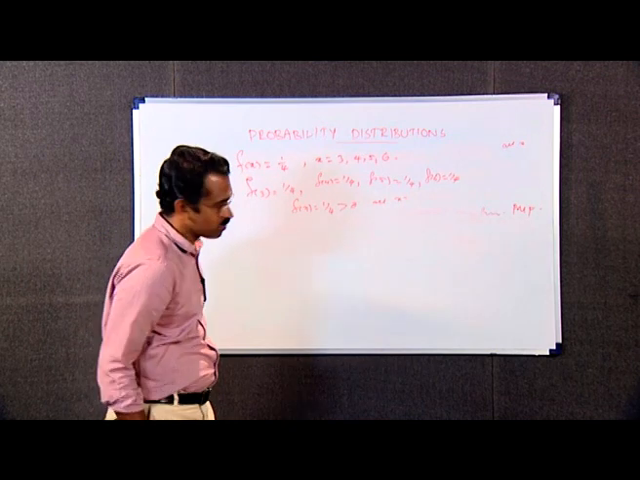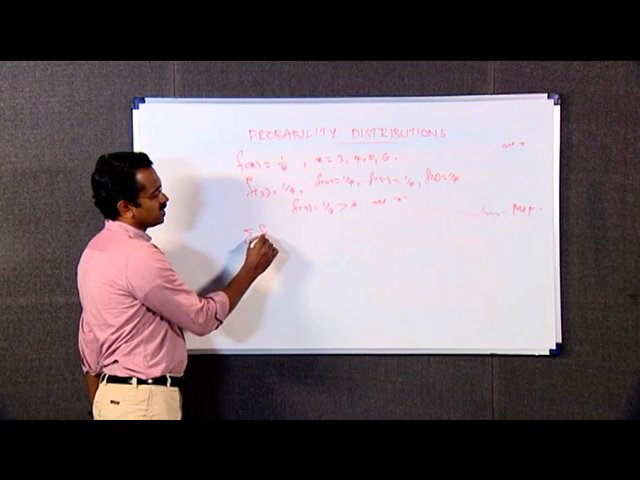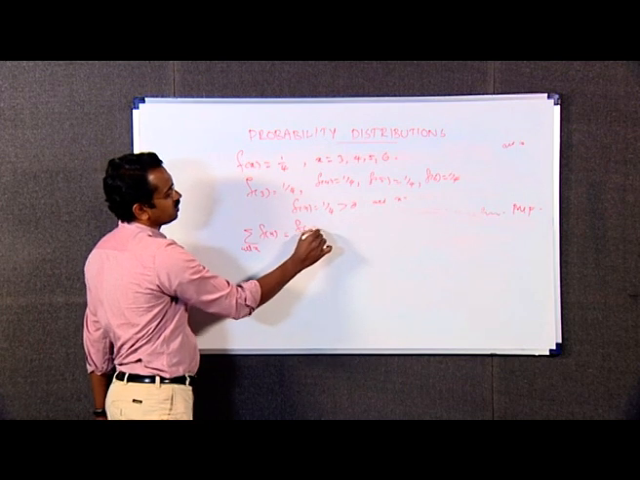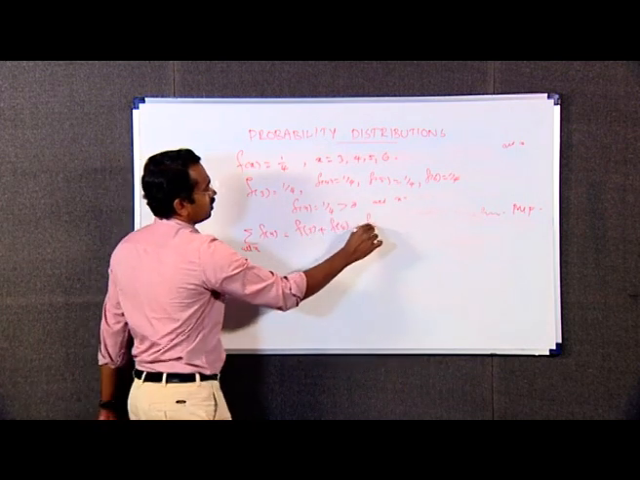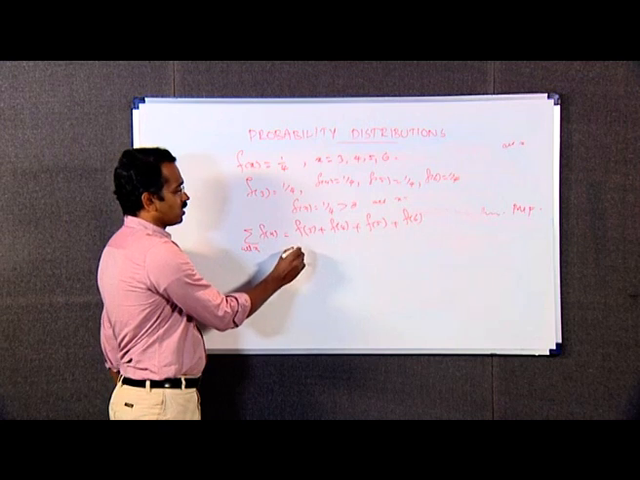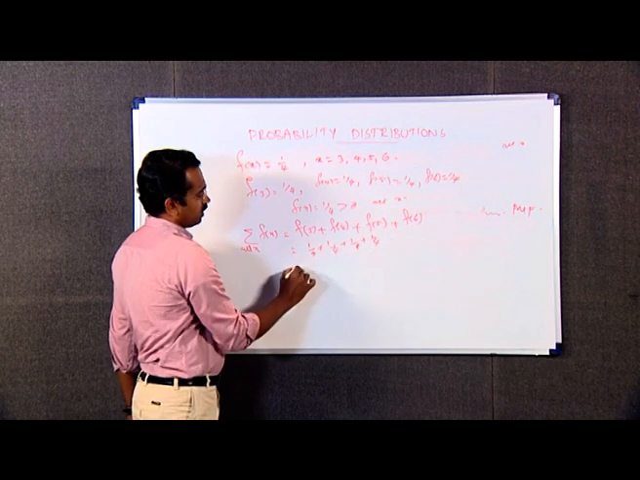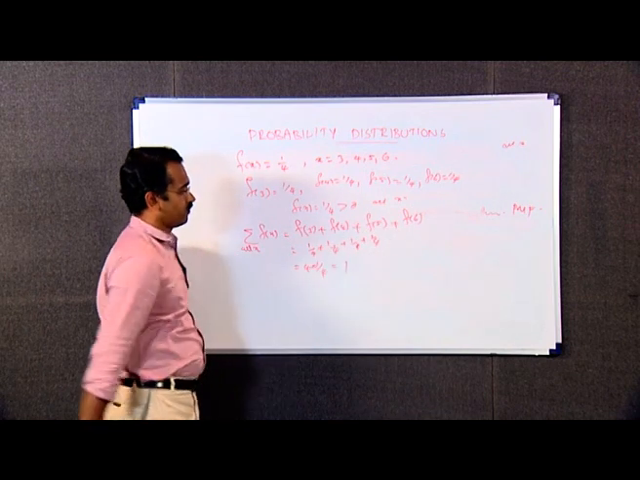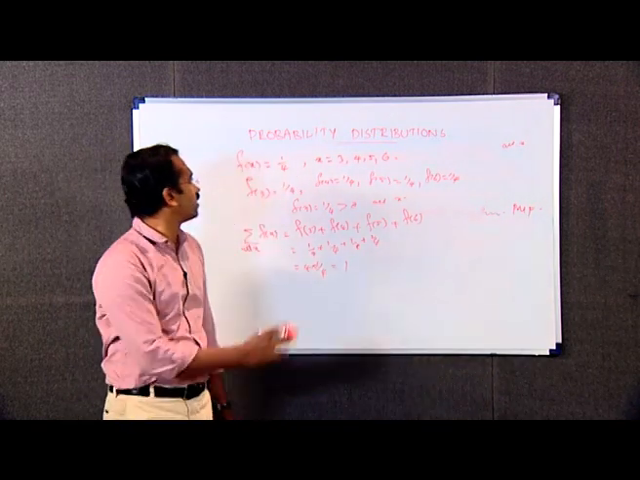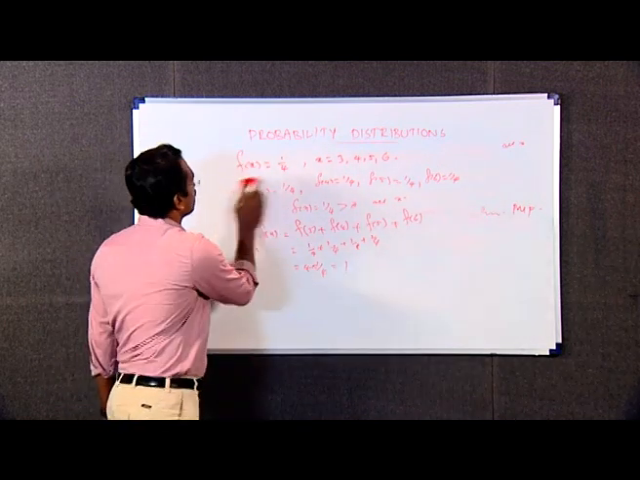First condition holds. Now, the total PMF, that means summation over all x, f of x is equal to f of 3 plus f of 4 plus f of 5 plus f of 6, which is equal to 4 times 1 by 4, that means 1. That is, the second condition is also satisfied. Therefore, the given function is a PMF.